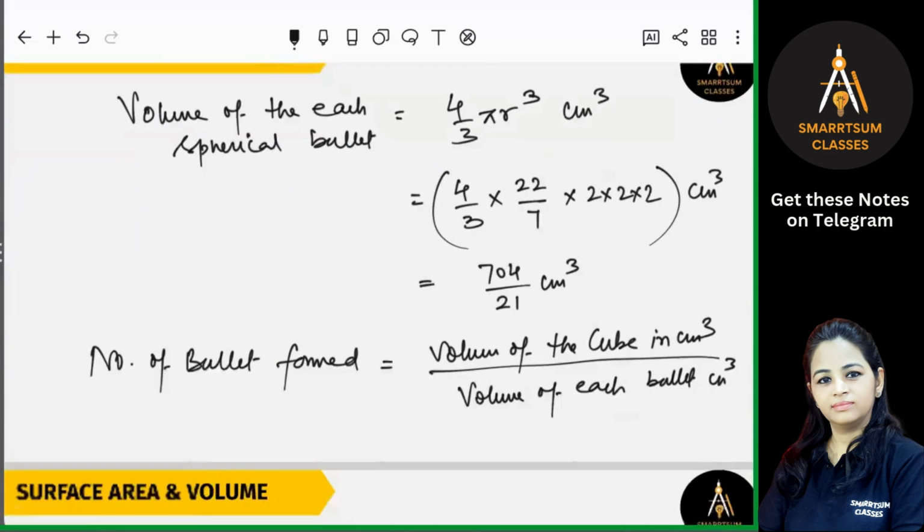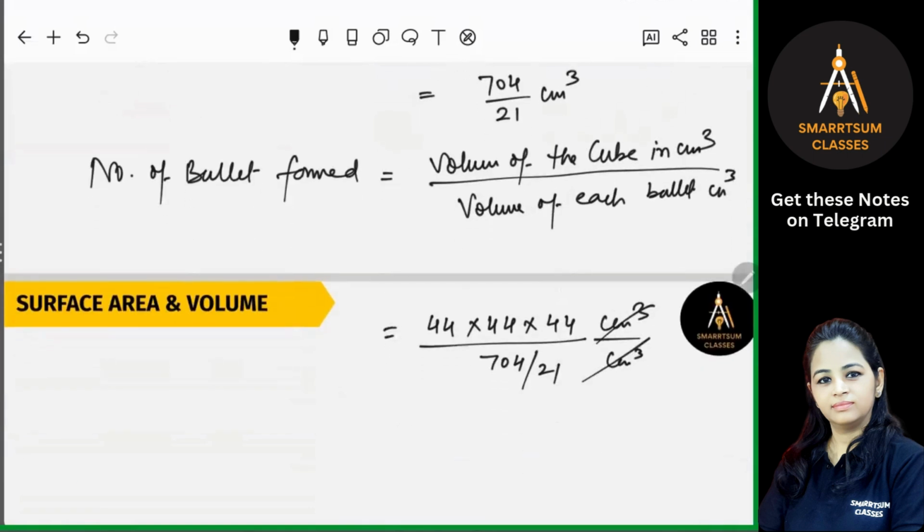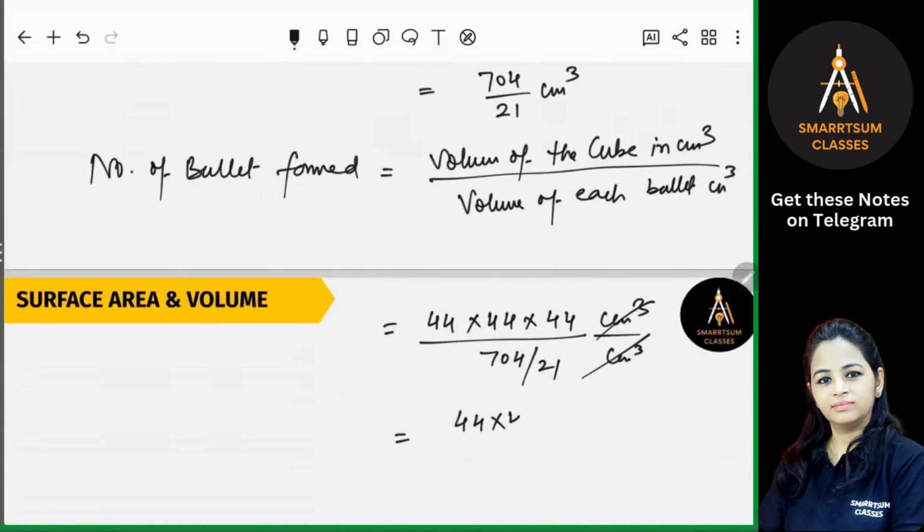So now, what is the volume of the cube? Volume of the cube is 44 into 44 into 44, right? Upon volume of each bullet, which is 704 divided by 21 centimeter cube. So what you will get? 44 into 44 into 44 into 21 upon 704.